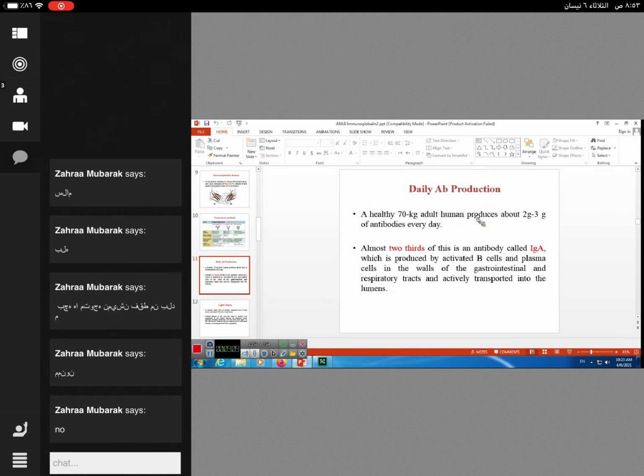A healthy person produces about 2-3 grams of antibody every day. Almost 2/3 of this antibody is called IgA.